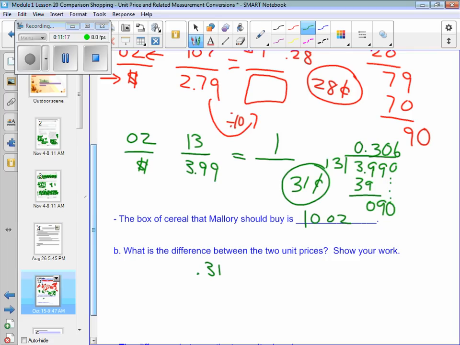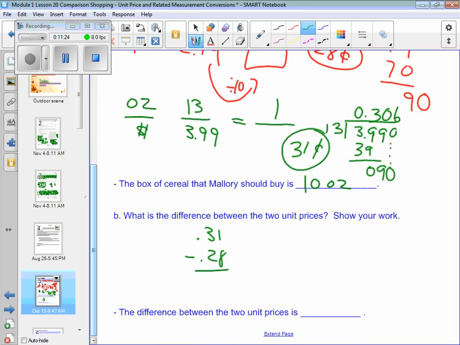What do you do? Subtract what two numbers? Very nice. What do you get? 3. 3 what? 3 cents. Good girl. 0.03 is the same as 3 cents. And that's how you do unit rate comparisons. It's called comparison shopping.